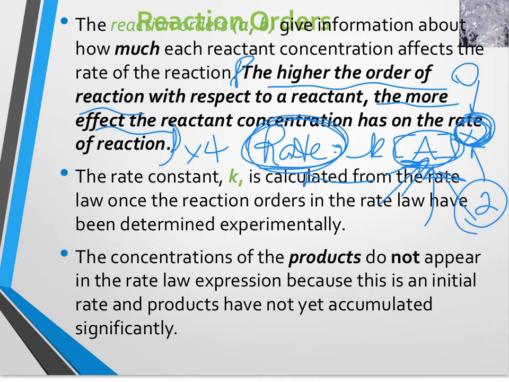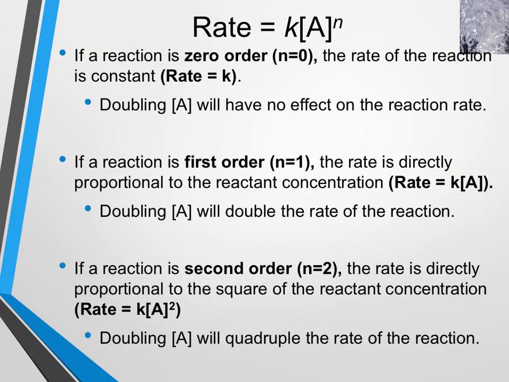So again, as I said, the rate law is an experimental mathematical tool that allows us to predict rates. The orders of reaction, these exponents, have to be determined experimentally. And once you have the orders of a reaction, you can use a rate law to then calculate the rate constant. Let's take each of the common orders of reaction and discuss what effect that will have on rates.